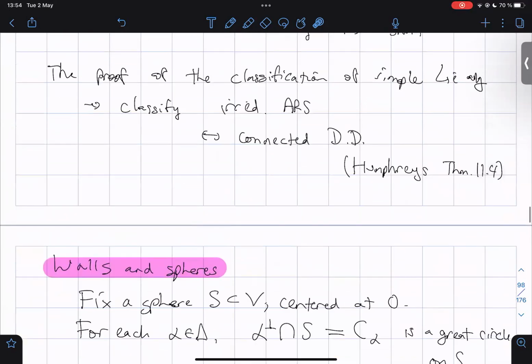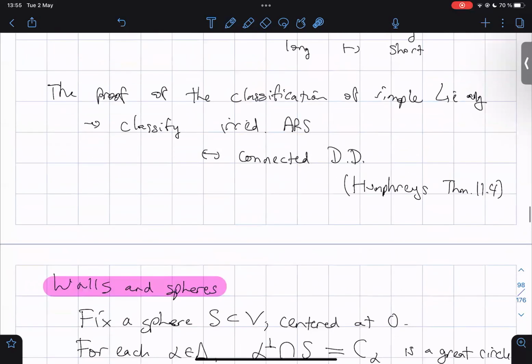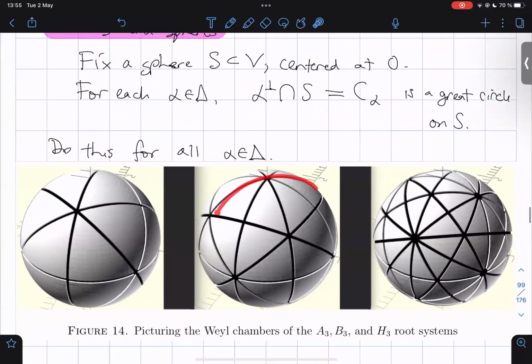Remember, I mentioned this transformation, passing to the co-root. But in this construction of walls and spheres, when you take walls, you lose information about lengths. You're just interested in the perpendicular to these roots. So it's not going to make a difference whether I consider alpha or alpha check. So these under the construction that I've just given give you the same results, namely this one.